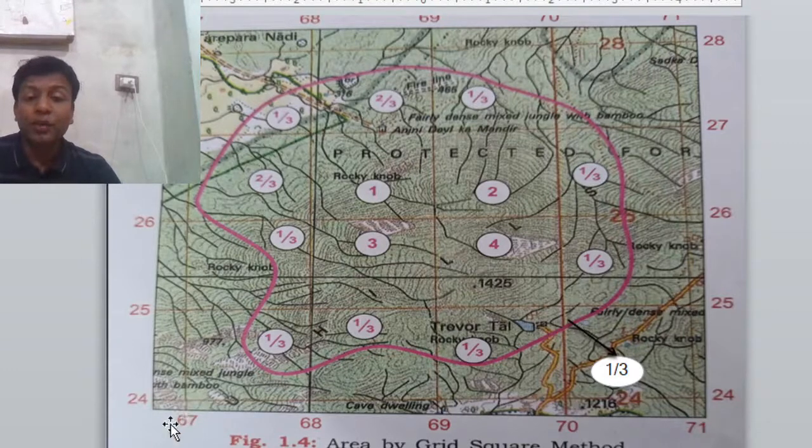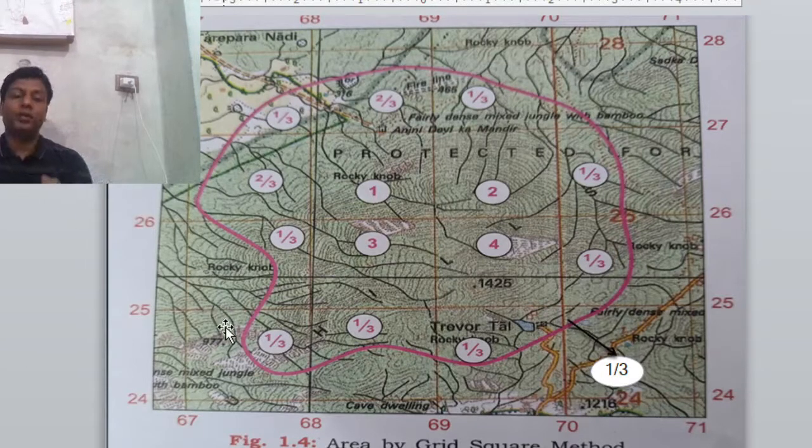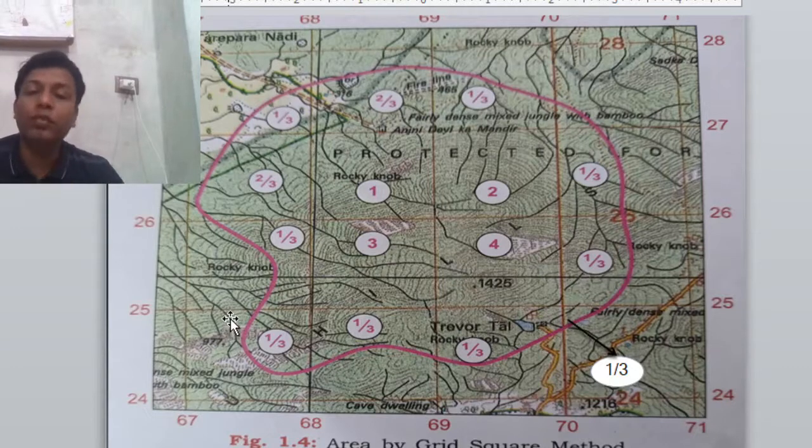So this is the 4 figure grid reference. This square grid is divided into equal squares. This square is divided into 10 parts. If 2 centimeters equals 1 kilometer, that means 2 units of scale are divided into 1 unit, like that. So it is divided into 10 parts in easting and 10 parts in northing.